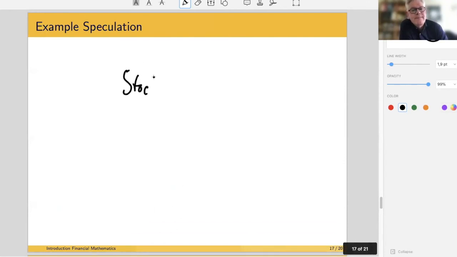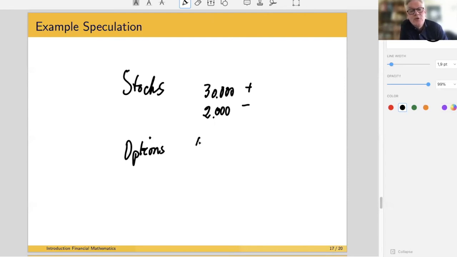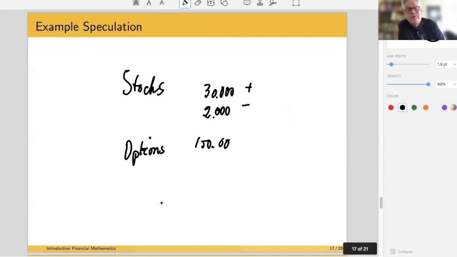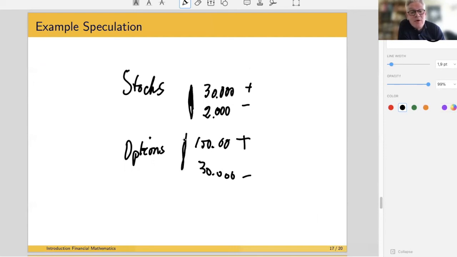So in the case of stocks, you win 30K, 30,000. I don't want to confuse you with that K. And you lose 2,000. In the case of options, 6 options, in this case, you win 150,000 if everything goes fine, but you lose 30,000 if everything doesn't go fine. So therefore, we write here: options can be a relatively cheap way of leading a portfolio to a large risk. So it is a relatively cheap way, but still the risk is large, right? Going directly into stocks is much less risky than going into options, right?